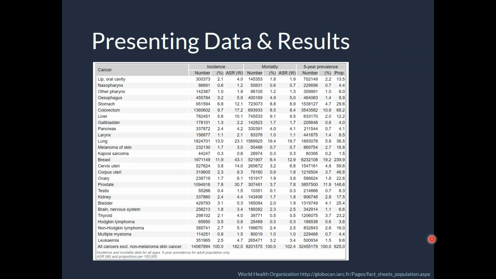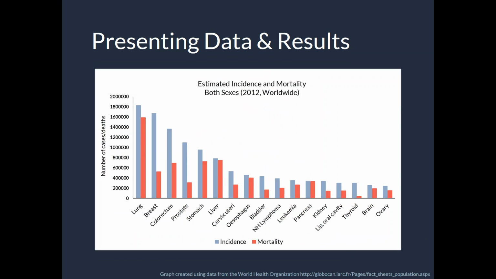Instead, if you were to take this information and make it into a graph, it would be much easier for the audience to see which cancers are more common and which are more deadly. In this graph, the y-axis shows the number of cases or deaths, while the types of cancers are shown along the x-axis. The incidence data is shown in blue, and the mortality data is shown in orange.